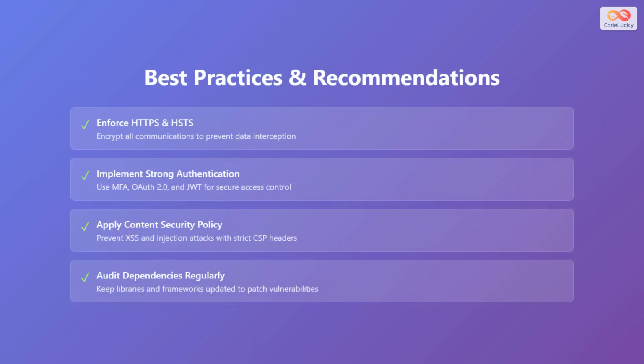Following best practices ensures PWAs are secure and robust. Always enforce HTTPS and implement HTTP strict transport security to guarantee secure communication. Use strong authentication methods like multi-factor authentication, OAuth 2.0, and JSON web tokens to control access. Apply content security policy headers to prevent cross-site scripting attacks and other injection vulnerabilities. Finally, audit all dependencies regularly and keep libraries updated to patch security vulnerabilities quickly.